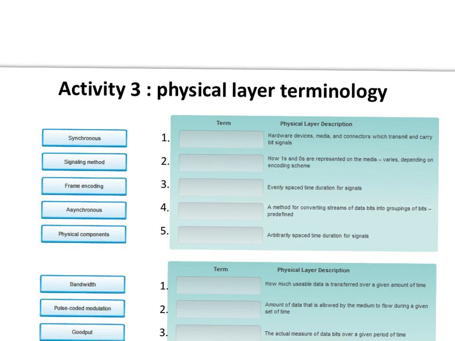Go ahead, Nasser. So the hardware devices, media, and connectors which transmit and carry bit signals. That's a physical component. Okay. How ones and zeros are represented on the media? It varies depending on the encoding scheme. Of course it's not the encoding scheme, so it's the signaling methods.